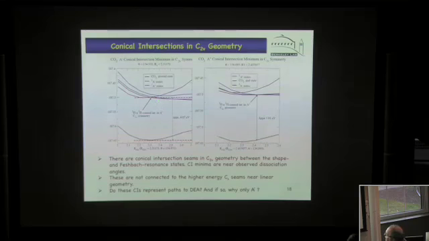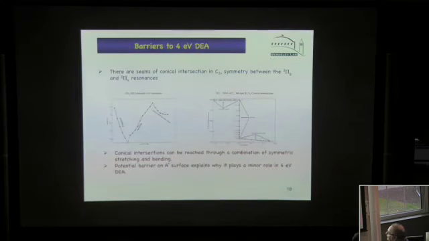Well, there are in fact conical intersections between the Feshbach resonance and the shape resonance in C2V symmetry. These have nothing to do with the conical intersections that are responsible for the 8-volt resonance. These are conical intersections at much lower energy. So these, in principle, can be reached starting with a 4-volt resonance.